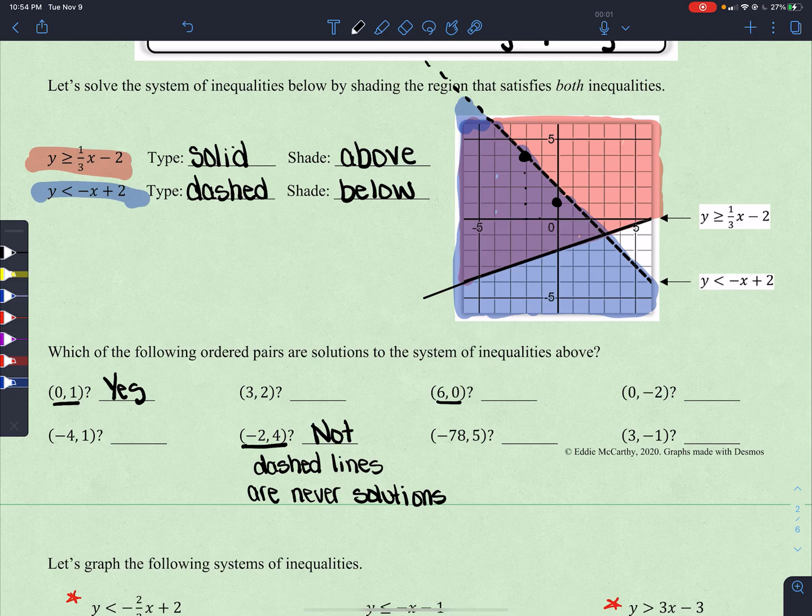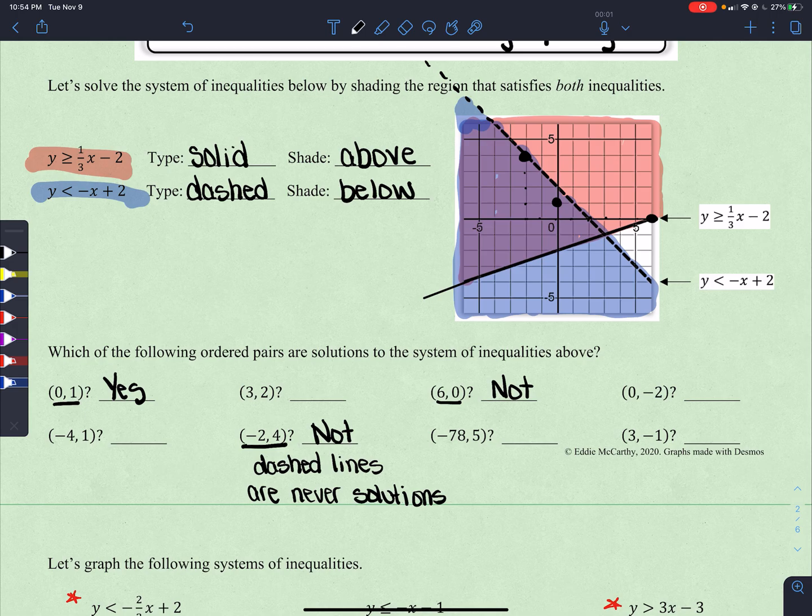Okay. Well, let's try 6, 0. So when x is 6, 1, 2, 3, 4, 5, 6, and y is 0, is that one a solution? Well, it lands on a solid line. However, that solid line is only touching the red. It needs to be touching the red and the blue. So this one here is not a solution. Okay. All right, one more.